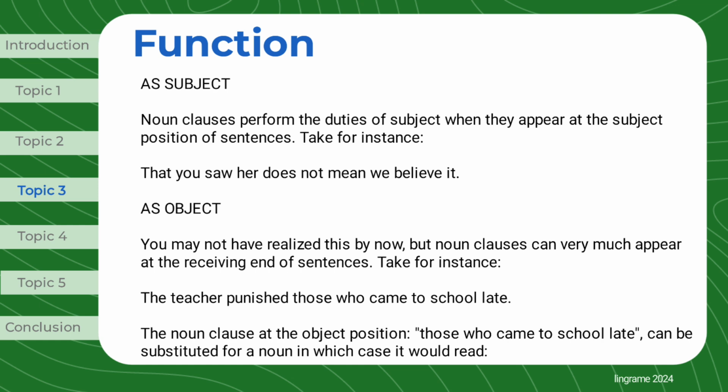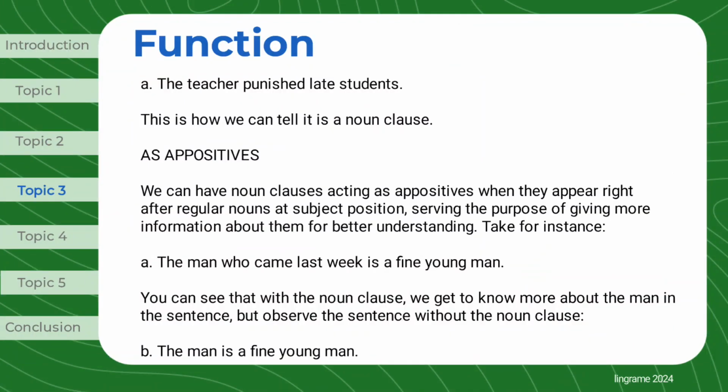As object. You may not have realized this by now, but noun clauses can very much appear at the receiving end of sentences. Take for instance, the teacher punished those who came to school late. The noun clause at the object position, those who came to school late, can be substituted for a noun in which case it would read, the teacher punished late students. This is how we can tell it is a noun clause.